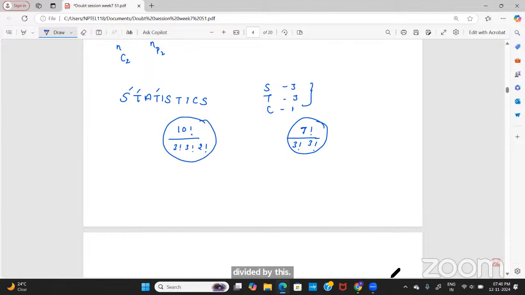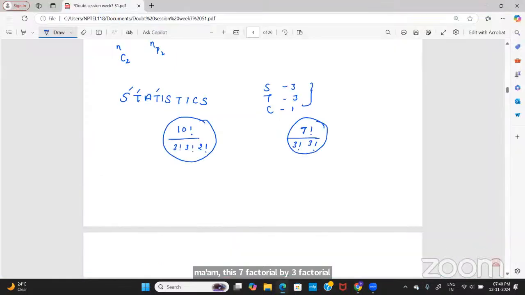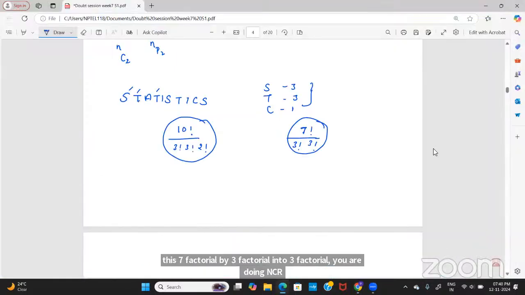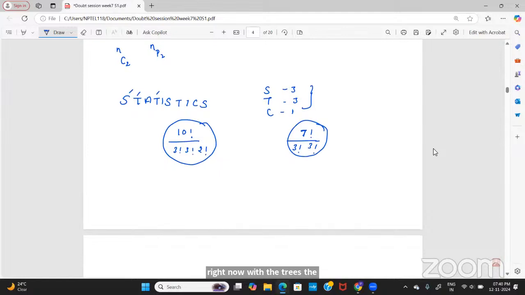Thank you. Ma'am, this 7 factorial by 3 factorial into 3 factorial, you are doing nCr, right, ma'am? With 3 as the vowels you are taking, right, ma'am? Sorry, ma'am, this 3 factorial into 3 factorial. Yeah, because S and T are repeating 3 times for non-vowels. Okay, so you're subtracting. Okay.